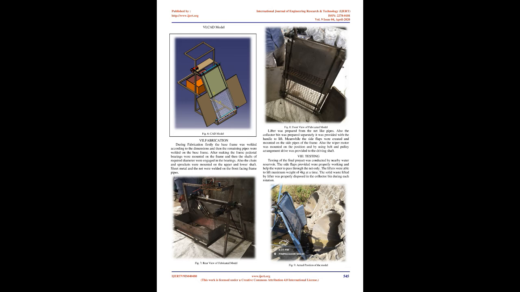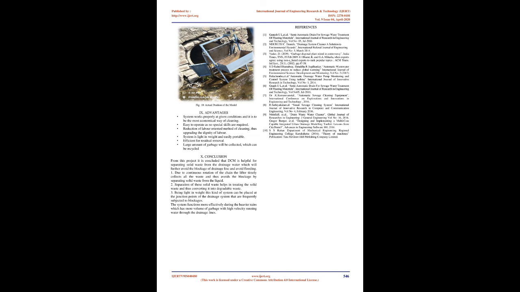Sheet metal and the net were welded on the front-facing frame pipes. Lifter was prepared from the net-like pipes. Also the collector bin was prepared separately. It was provided with a handle to lift. Meanwhile the side flaps were created and mounted on the side pipes of the frame. Also the wiper motor was mounted in position and by using belt and pulley arrangement drive was provided to the driving shaft.